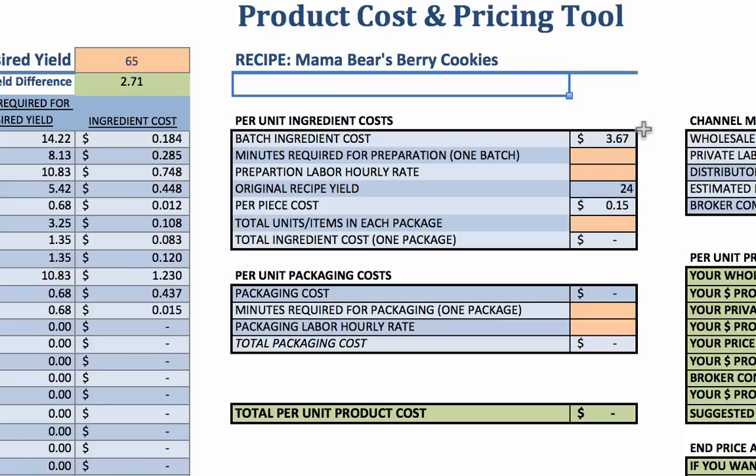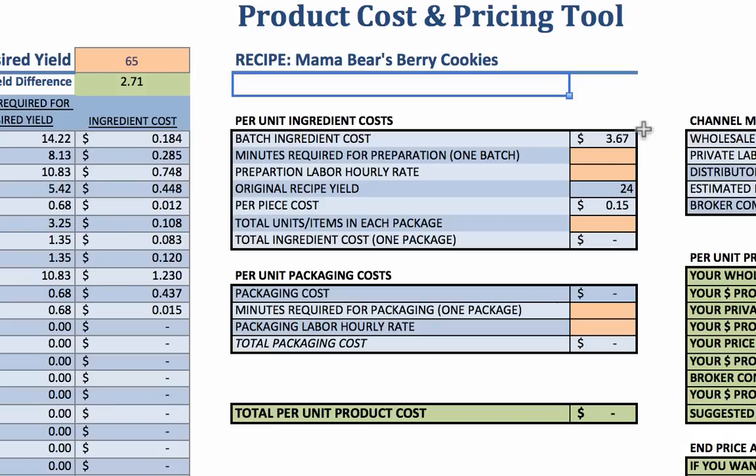So this top cell, this batch ingredient cost, is the calculation based off of the information that you've put into the spreadsheet thus far for all your ingredients. So it is adding up all your ingredient costs, and it's figuring out that in order for you to make the normal recipe yield of 24 cookies, it's going to cost you, in this case, $3.67.